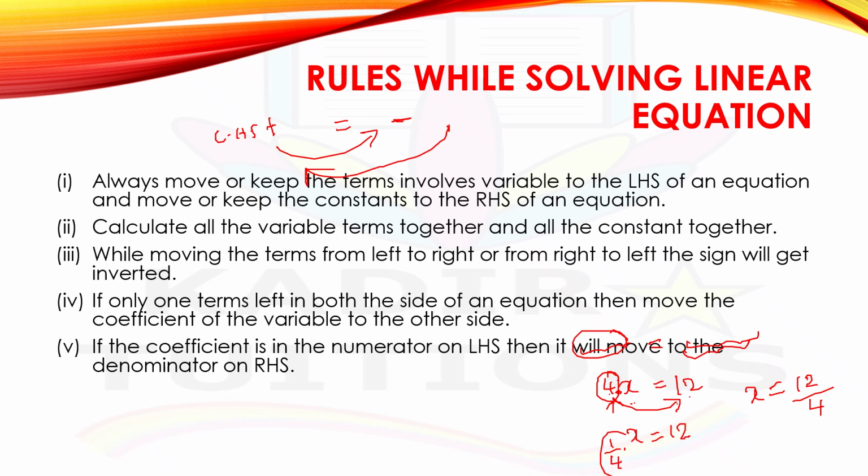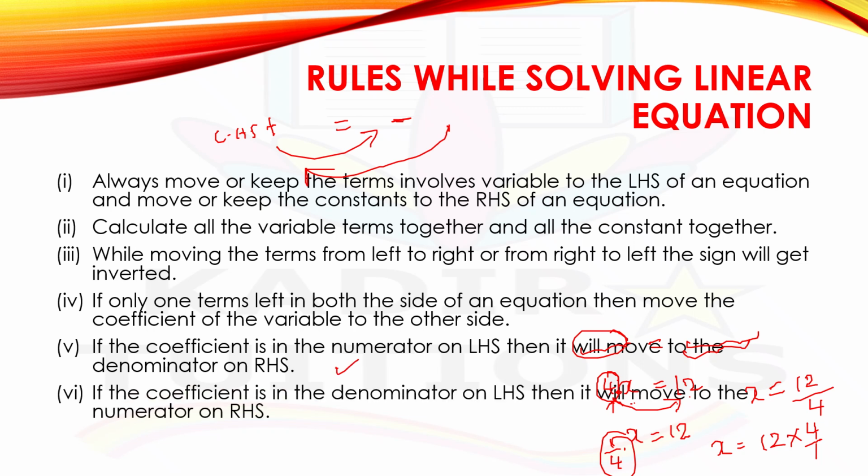So you are going to move this 1 by 4 to the other side. So what will it become? It is going to become a reciprocal. That's nothing but multiplication. So this is how we need to proceed when you get a single term on both sides. So that is our next point. If the coefficient is in the numerator on your LHS, then move that to the denominator on the RHS. If the coefficient is in the denominator on the LHS, then move it to the numerator on the RHS. These are the rules we are going to follow. Anyway, we will explain with examples also.